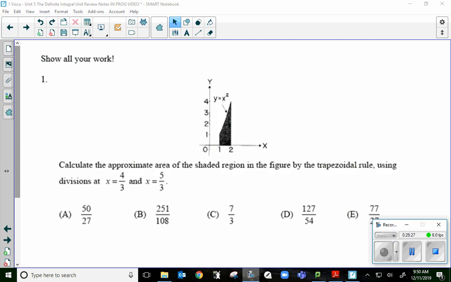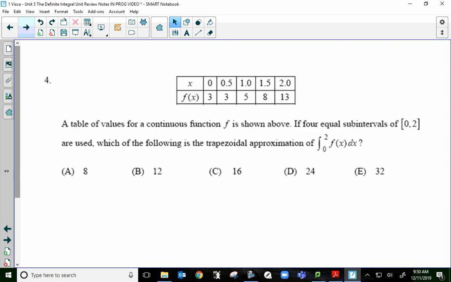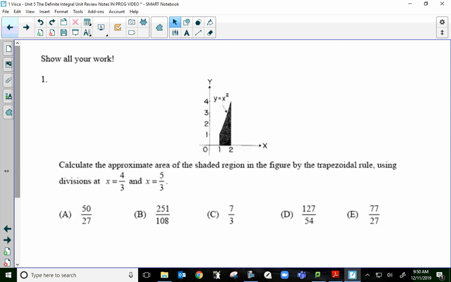Where are we at with time here? We are right at the 30-minute mark. But we will have one more video, part 4, and that video will just be the next 3 problems: 1, 4, and 5. And then the rest of this packet is problems for you to work on.